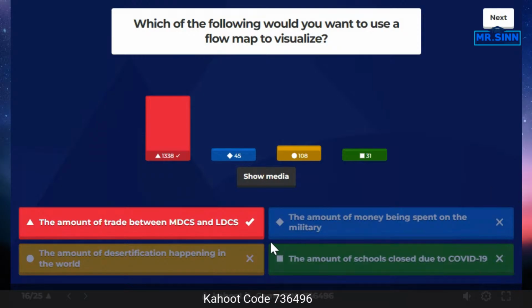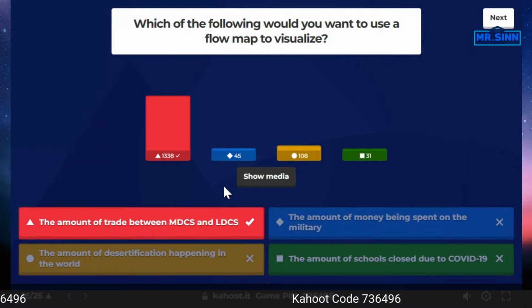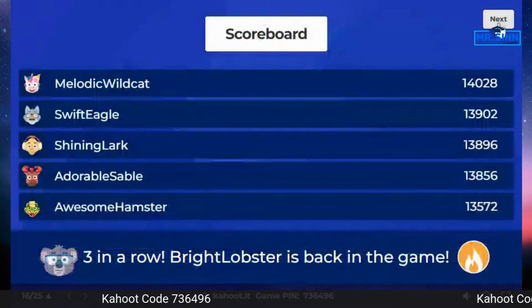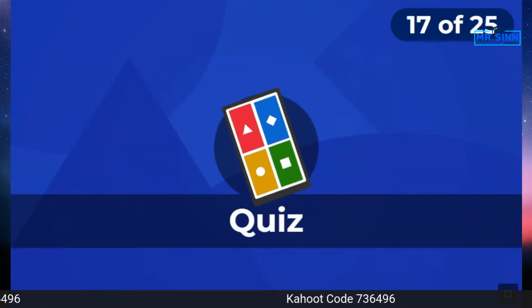Yes. So the amount of trade. When we're looking at which of the following, you'd want to use a flow map. Anything with trade, you would want to use that for sure. That would be the advantage there because again, we're looking at this flow, the movement of goods between different things. And again, that could be goods, it could be people, it could be a variety of things.